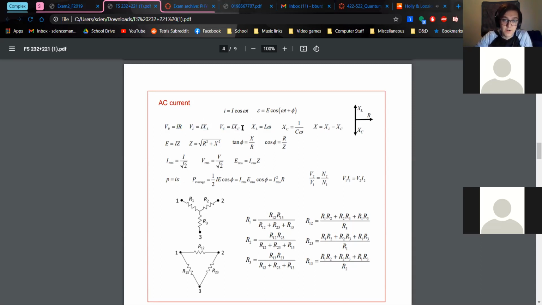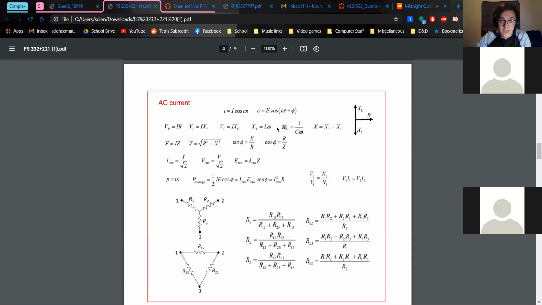The important thing to remember is if you ever want to figure out the voltage drop across any particular component in an AC LRC circuit, you use these formulas right here. If I want to know the voltage across the inductor, I use I times XL. For resistance, it's exactly what we expect, I times R. And for capacitance, it's I times XC.